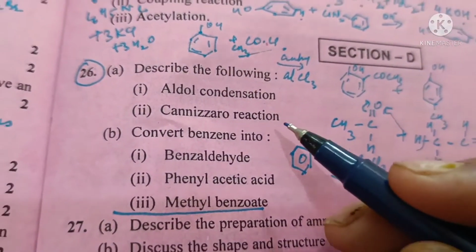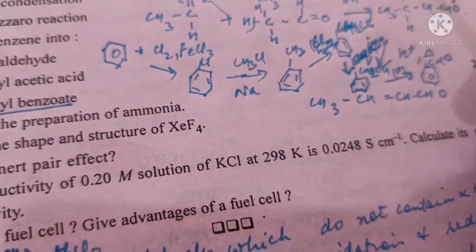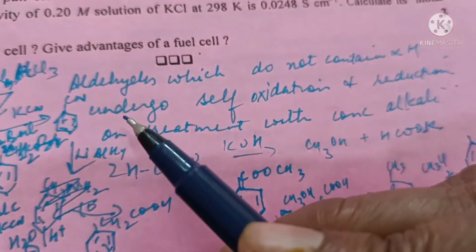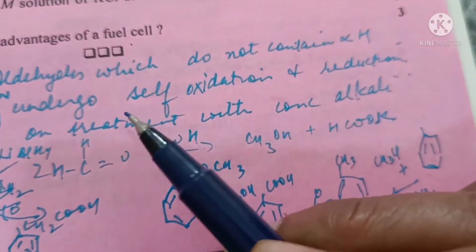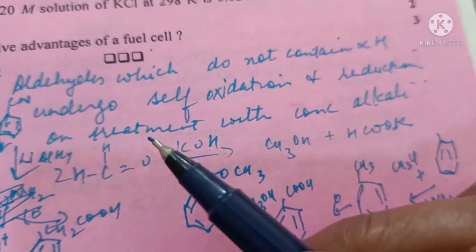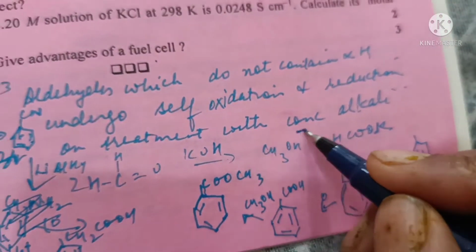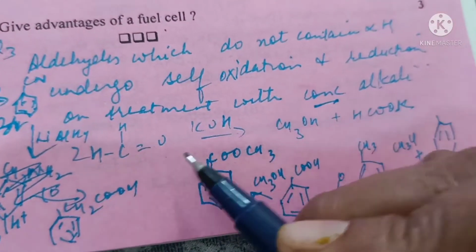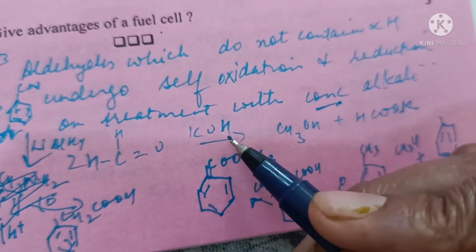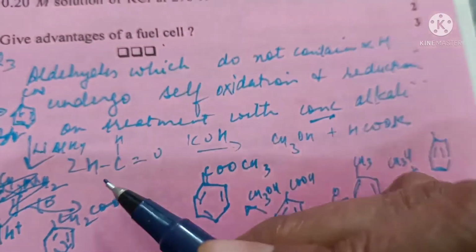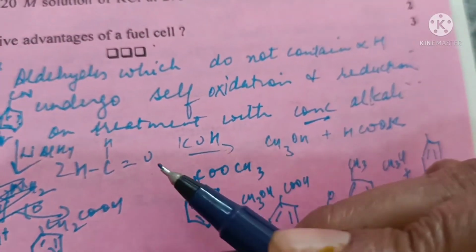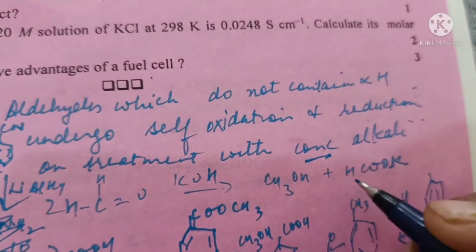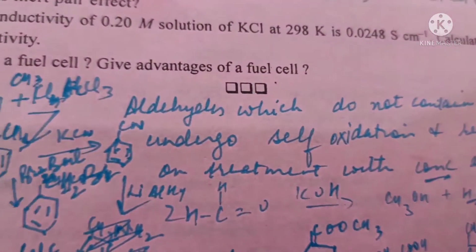In case of Cannizzaro reaction, the aldehydes which do not contain alpha hydrogen will undergo self-oxidation and reduction on treatment with concentrated alkali. For example, formaldehyde does not have alpha hydrogen, so on treatment with concentrated KOH it will get converted into an alcohol, here it's undergoing reduction, and potassium formate, here it's undergoing oxidation.